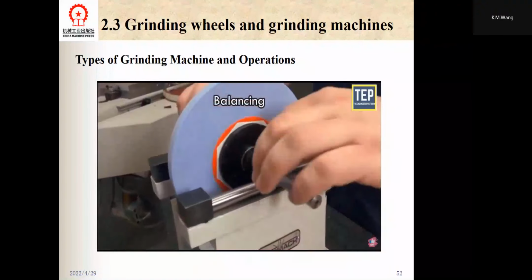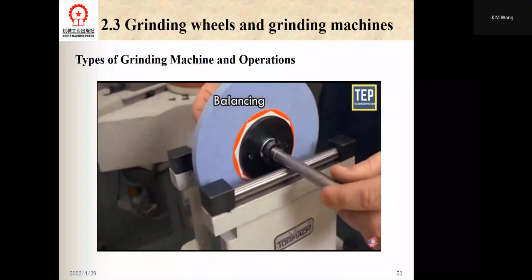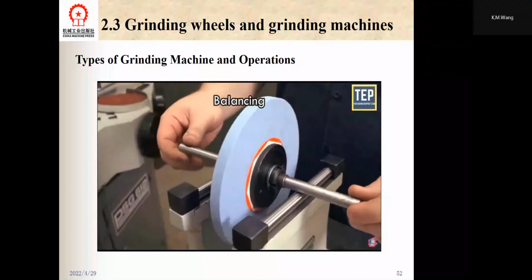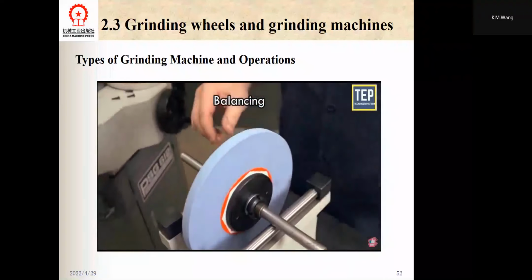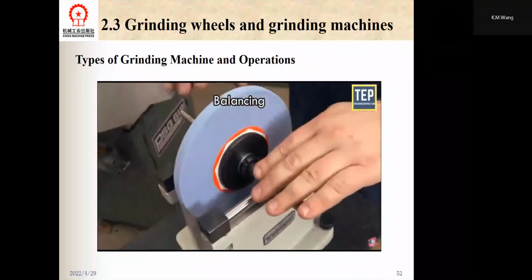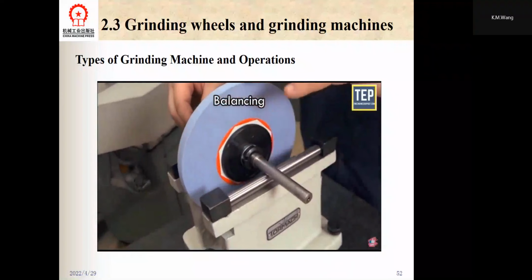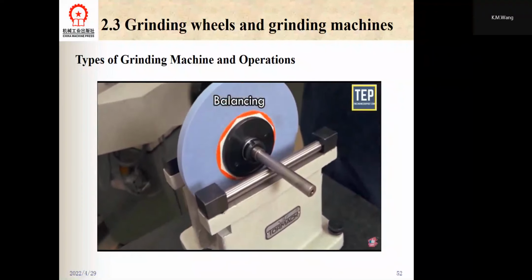Balancing. A grinding wheel is a fragile tool, which is used to get perfect service. Proper mounting and balancing of the wheel are very important. Any unbalanced centrifugal forces may crack the wheel or spoil it.